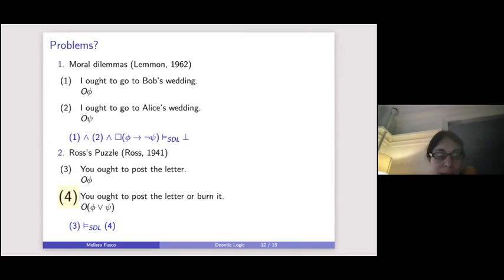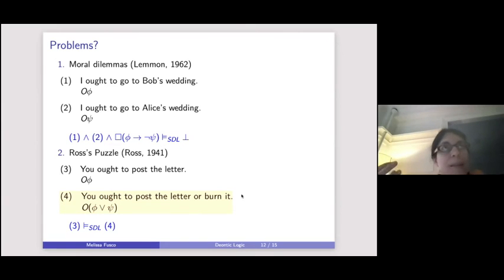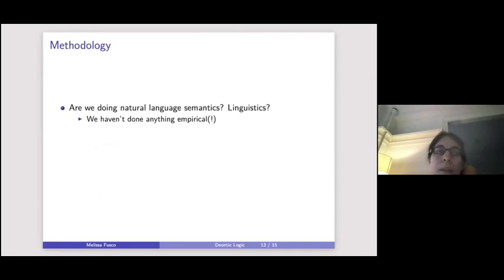That's a perfectly coherent moral or deontic situation to be in. But again, in SDL, in the proof system that we have, 4 is a consequence of 3. So it's impossible, in our system, for ought phi to be true while ought phi or psi is false. And then you might ask yourself, well, why does this strike us as false in that situation? What does this sentence communicate that is not captured by this sentence of the formal language, and so on?